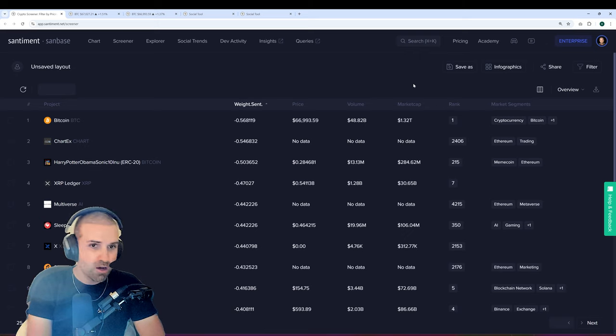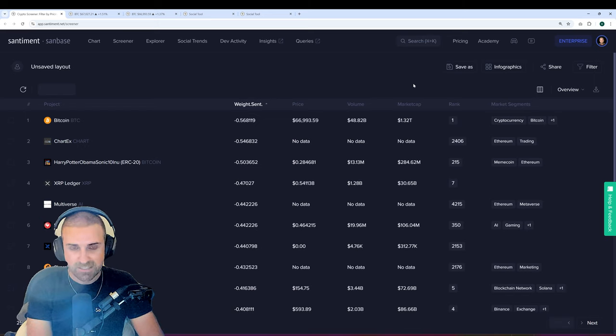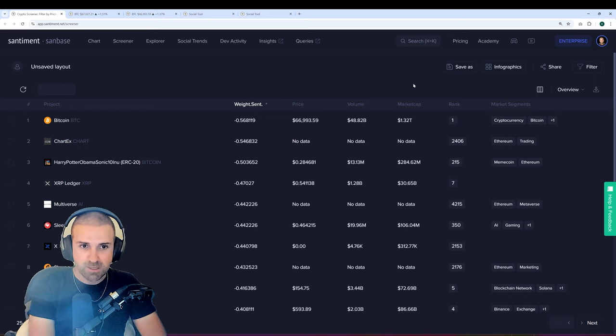And obviously, on-chain data is a big part of our platform, as is development activity. But I think the heart and soul for a lot of people when they look at Sentiment is our sentiment metrics. So that's what we're going to look at today.